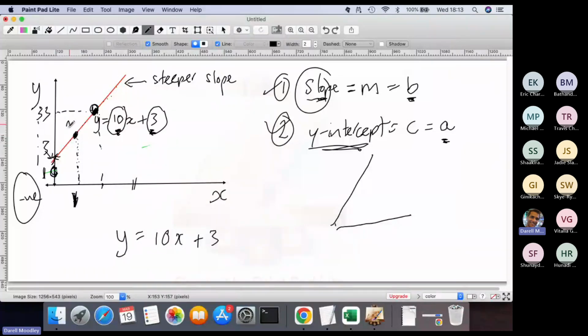You determine this value by simply substituting 1 into this equation. If you do that, you'll have 10 times 1 plus 3, and that gives you 13. So that means the value on the line here is 13. That's the y value. Okay, does that make sense?